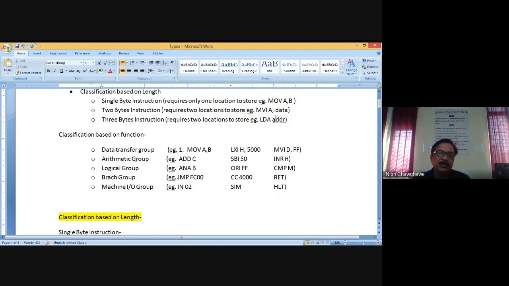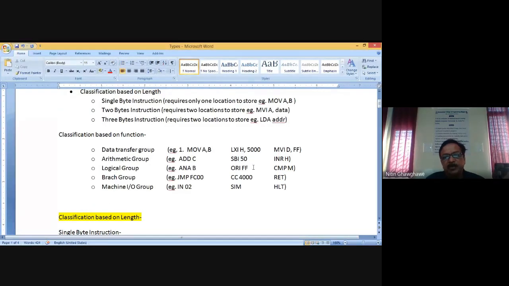And this is the classification based on function: data transfer group, arithmetic group, logical group, branch group, and machine control group. All 256 instructions can be grouped into these 5 groups. Is that clear? So every instruction, always remember, will have 2 important features: first, the size of that instruction, and second, the function which is being performed.